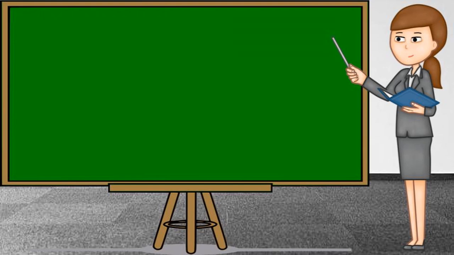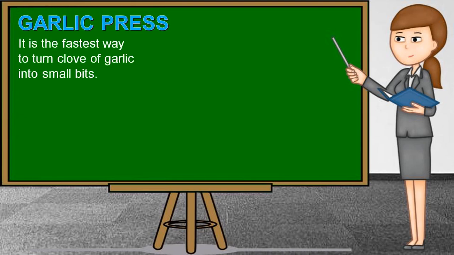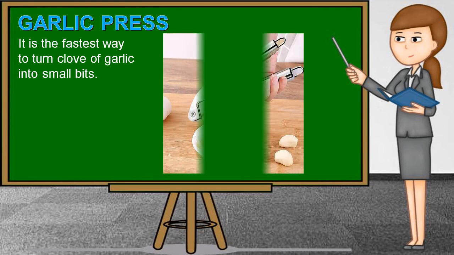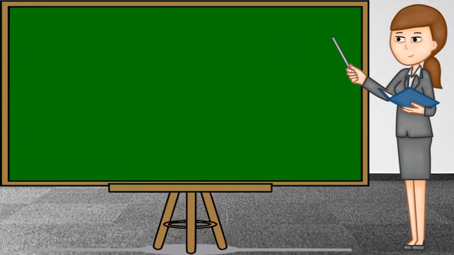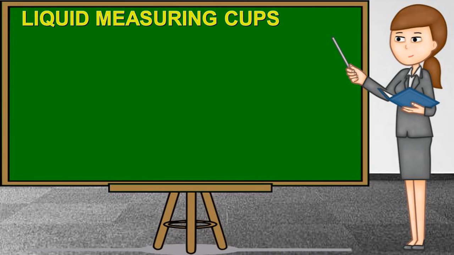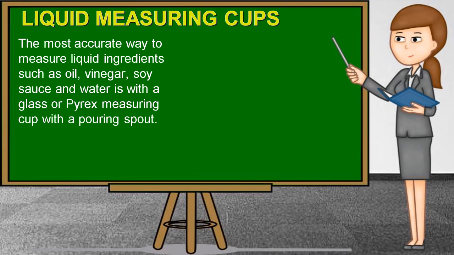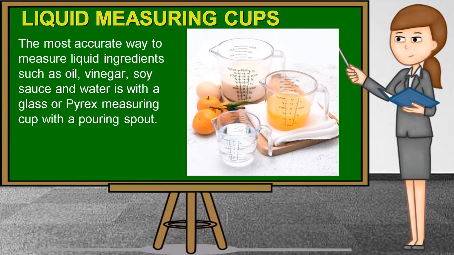Another great tool needed in the preparation of salad is the garlic press. It is the fastest way to turn a clove of garlic into small bits. Another great tool needed in the preparation of salad is liquid measuring cups. The most accurate way to measure liquid ingredients such as oil, vinegar, soy sauce, and water is with a glass or Pyrex measuring cup with a pouring spout.